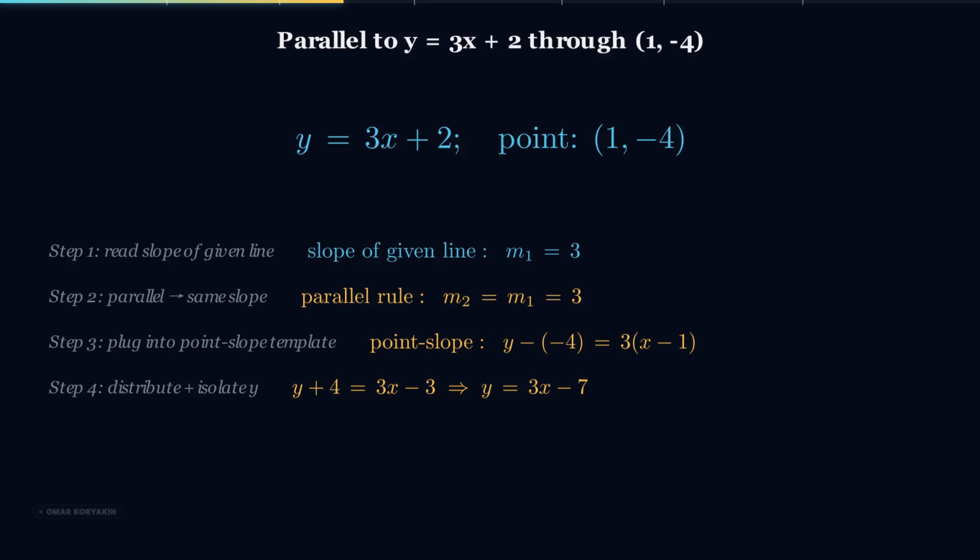Step 4. Optionally convert to slope-intercept form by distributing and rearranging. Distribute: 3y plus 4 equals 3x minus 3. Subtract 4 from both sides. y equals 3x minus 7.